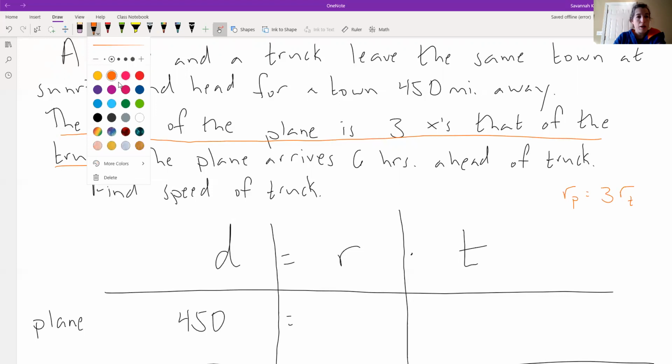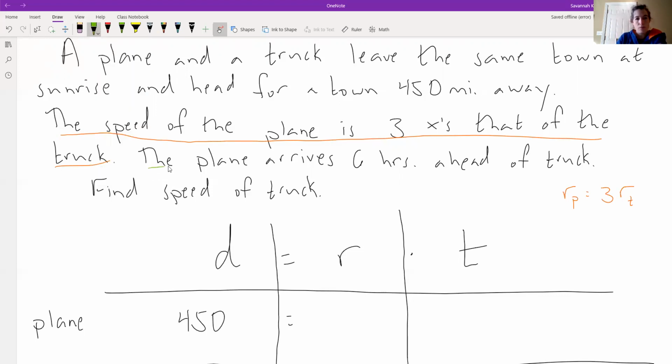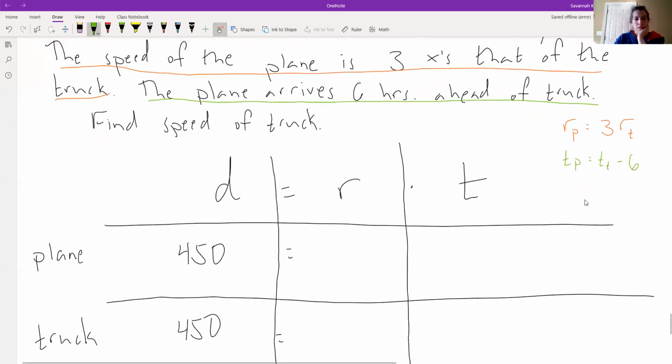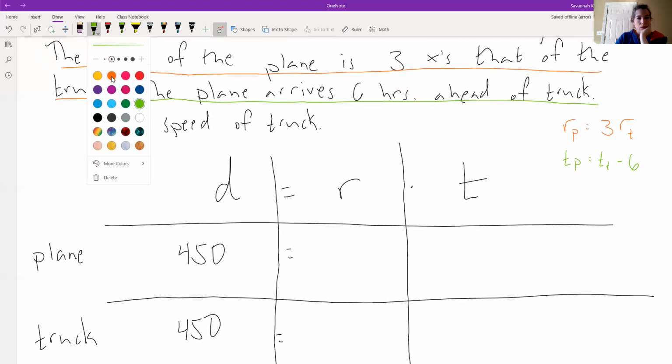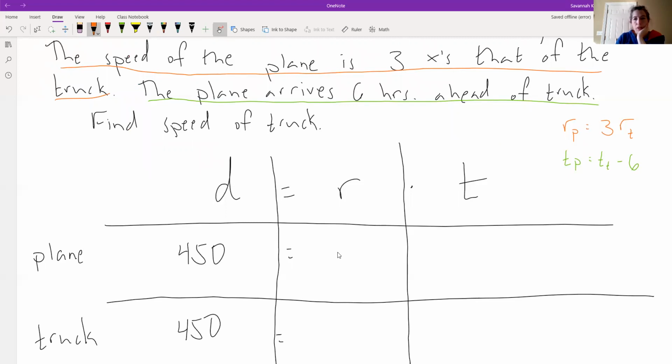And then the time, the time of the plane is 6 hours ahead of the truck, 6 hours less, you could say. So however long it takes the truck minus 6. So we have a couple of equations here. So the distance of the plane is just the rate of the plane times the time of the plane. Okay, this is the P equation.